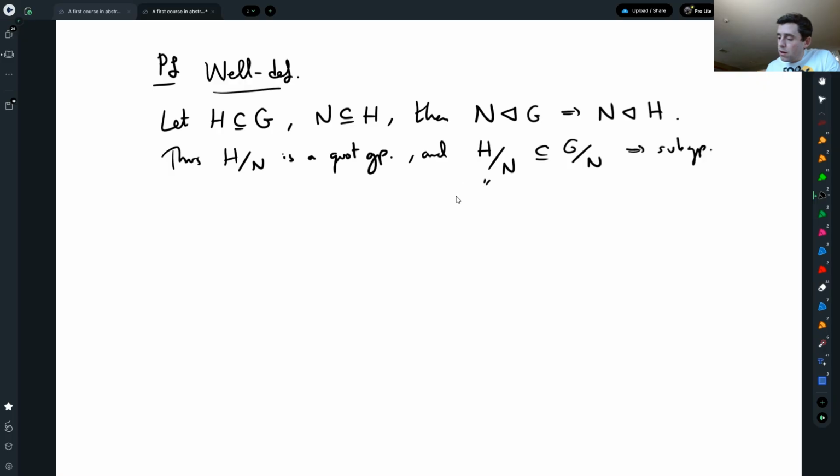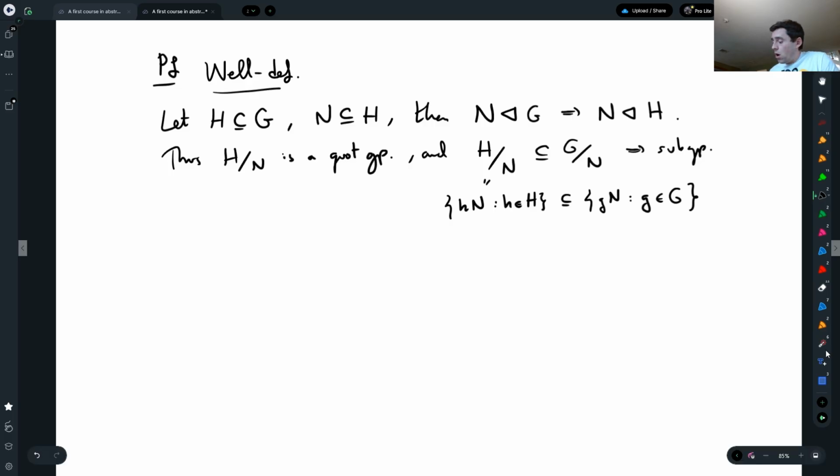These are cosets of the form hN, as h ranges over all of H, which is contained in the set of cosets gN, as g ranges over all of G. And then you can set up a group structure for H modulo N. So the group structure just among these cosets, that is a group, and it is a subgroup of the group structure that these cosets have on their own. Okay, so that is well defined.